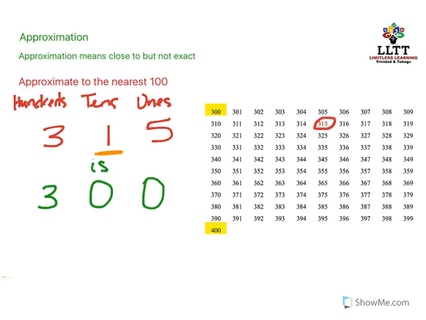And we can already see 315 is closer to the top value, which is 300, than closer to the bottom value, which is 400. So therefore, 315 to the nearest 100 is going to be 300. Okay, so let's look at another example.